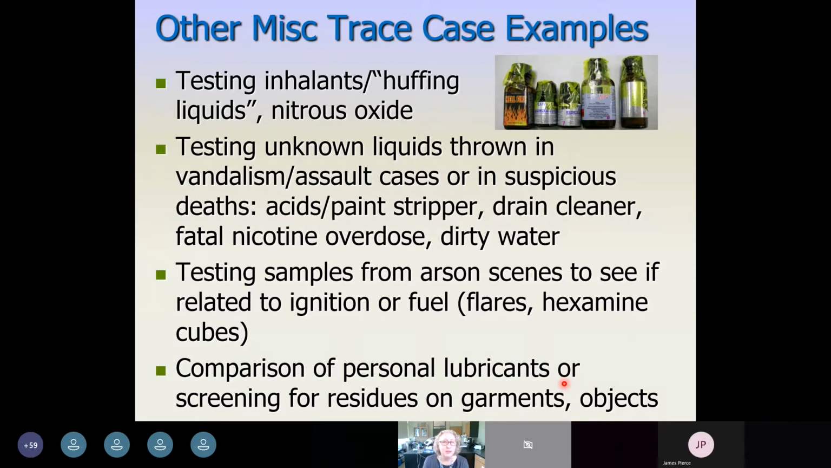Trace miscellaneous could also include samples that are collected from arson scenes, but which need testing for things other than ignitable fluids. An example of that would be if a flare was used as an ignition source or some other fuel source, we can test the remains to try to give information to the investigator about how that fire may have begun. And then, like Carly mentioned already, we will do work on personal lubricants. We could screen garments such as underwear or sex toys, all that sort of thing is a comparison that we can do.